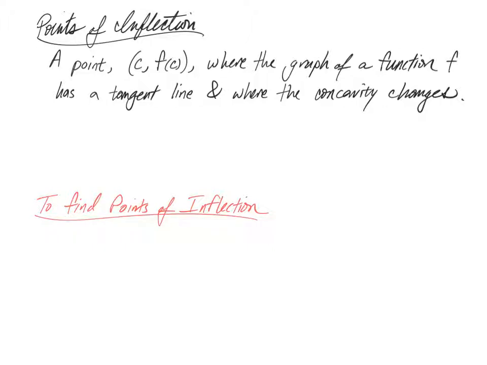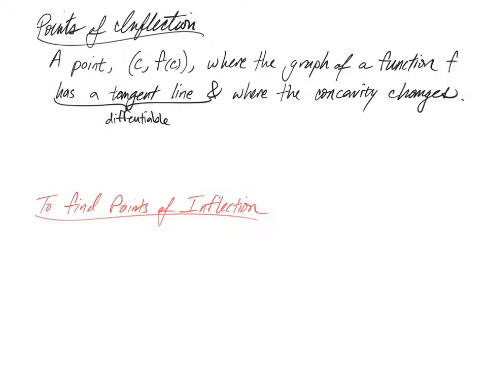Points of inflection. A point, c comma f of c, where the graph of a function f has a tangent line and where the concavity changes. So just like in that last example, there would be a tangent line, which means more or less that the graph is differentiable, and where the concavity changes. In that last example, the concavity changed from concave up to concave down at that red point.